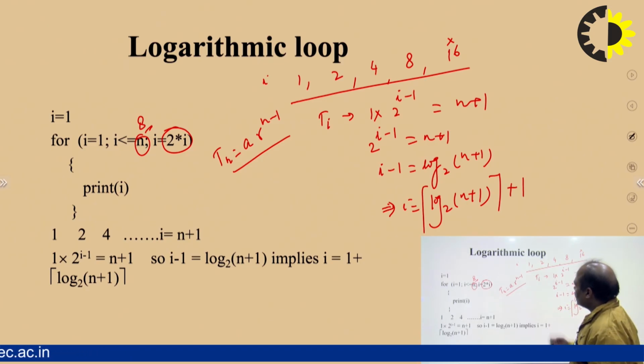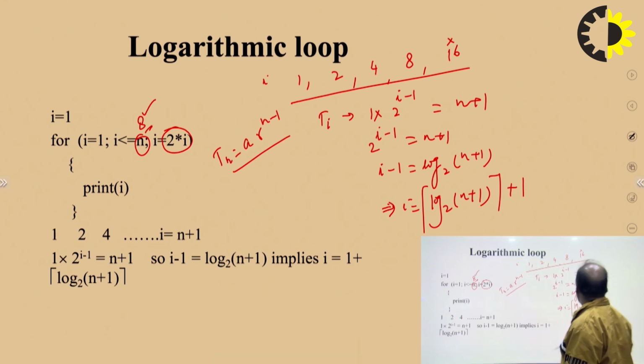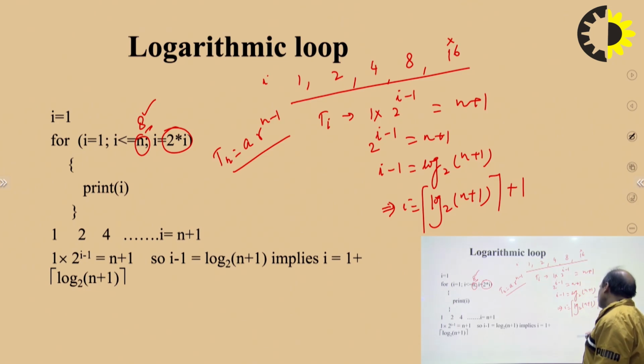Okay, so let's see whether this is in line with our own discussion or not. If n is 8, 8 plus 1 is 9, log 9 base 2 is 3, 3 plus 1 becomes 4.